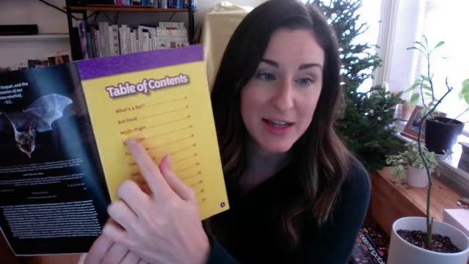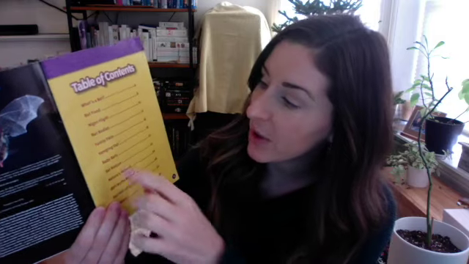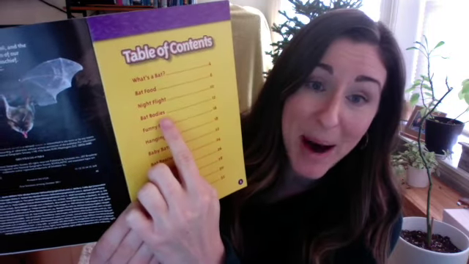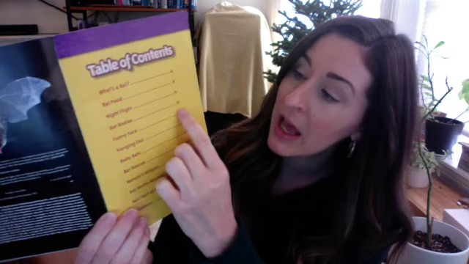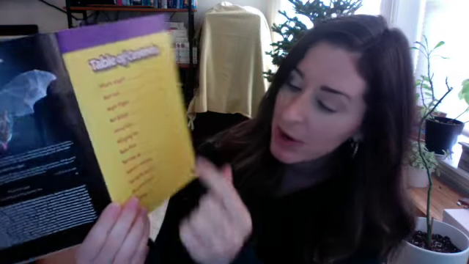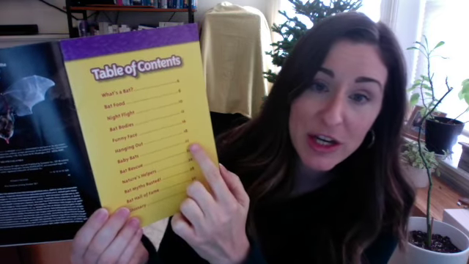One of the things that nonfiction books have a lot of the time is a table of contents. And we'll talk about adding tables of contents into our books during another lesson. But just to point out, this table of contents is showing me what I can learn on the different pages in this book. So for example, if I want to know about bat bodies, like what are their bodies like, I can turn to page 12. Or if I want to know about baby bats, I can turn to page 22.